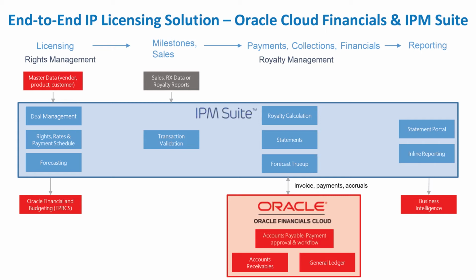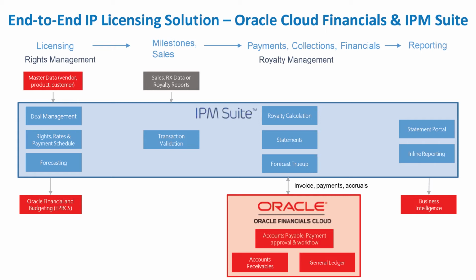We pull that into our deal management module. That's where you're going to have the ability to create rights, manage your rights, create and maintain rates, as well as payment schedules. And then it can also flow through and pair nicely with our own forecasting module that can be leveraged to create complex forecasting models. And then from there, any of that information can move forward into the Oracle Financial and Budgeting platform. Moving over to the right, we have sales, RX data, and royalty reports.